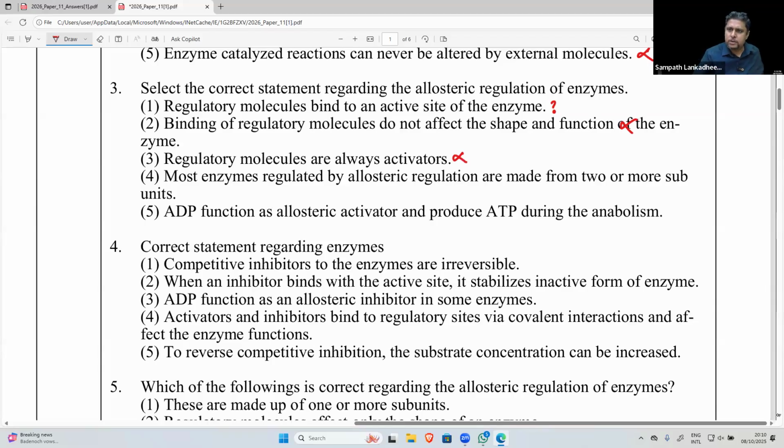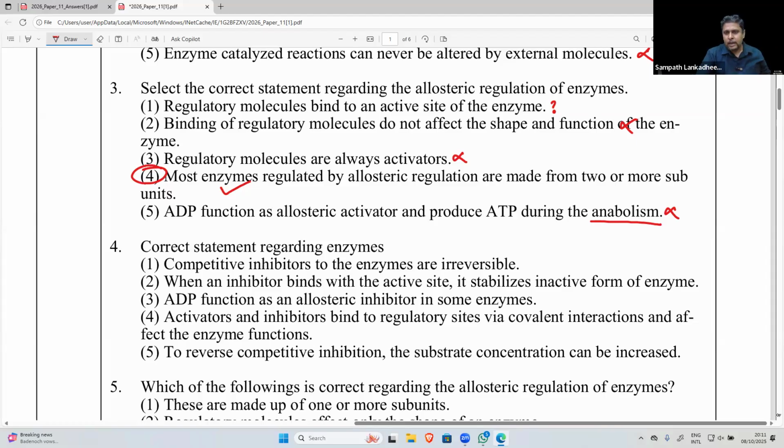Most enzymes regulated by allosteric regulation are made from 2 or more subunits. Correct. ADP functions as an allosteric activator and produces ATP during anabolism. The catabolism, so wrong. We have the answer. I think we can agree with the fourth one. Regulatory molecules bind to an active site of the enzyme, not always. In cooperativity we can see that happens, otherwise not. So I don't agree with the first one. I'll go for the best answer, the fourth one.